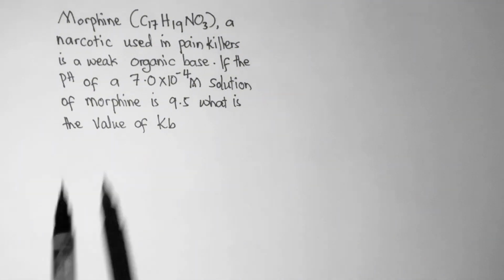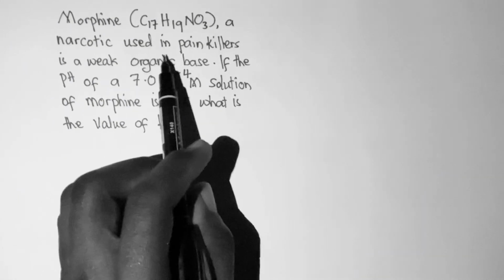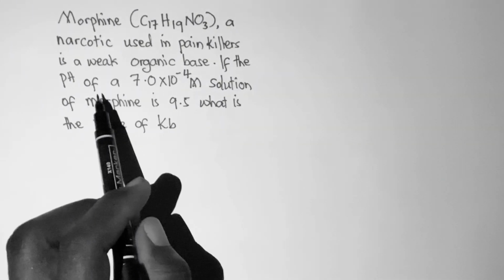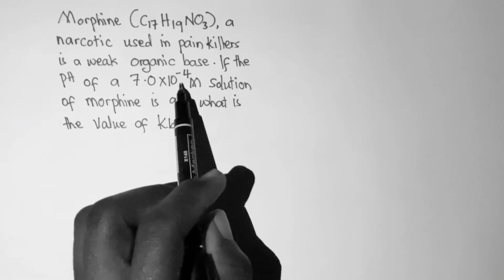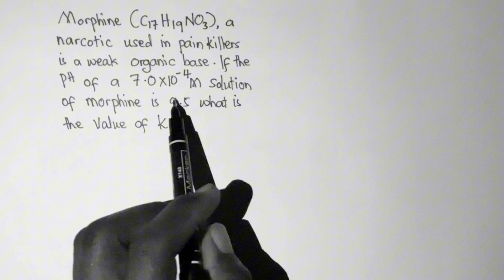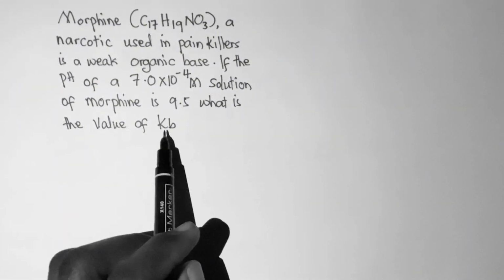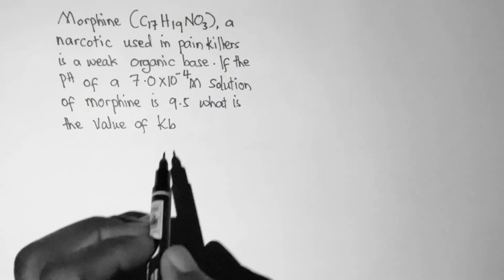Morphine, which is C17H19NO3, a narcotic used in painkillers, is a weak organic base. If the pH of a 7.0 times 10 exponent minus 4 molar solution of morphine is 9.5, what is the value of Kb? So now we've been given pH.